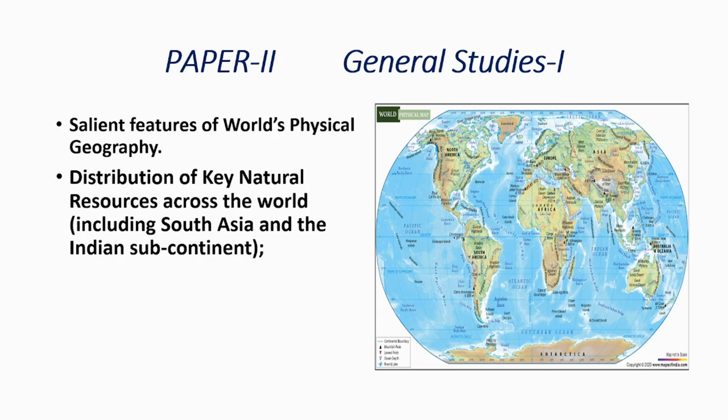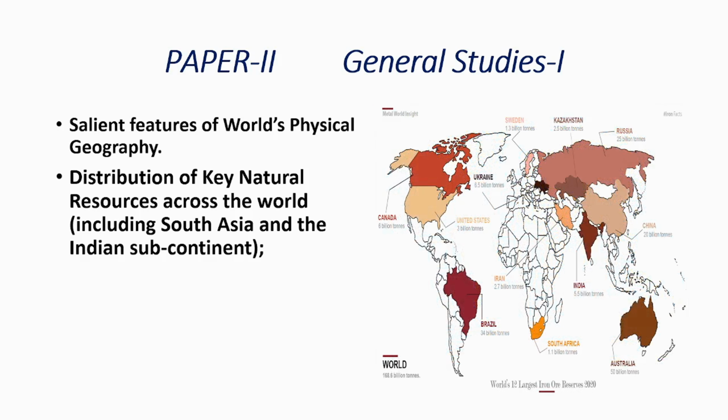Distribution of key natural resources across the world, including South Asia and the Indian subcontinent. So this geography section broadly talks about both India and the world. Distribution of key natural resources. Key natural resources means anything can be natural resources. Forests are natural resources, water is a natural resource, iron, all the minerals, natural gas, petroleum, all of these are natural resources. So how these natural resources are distributed across the world, we should have a basic understanding.